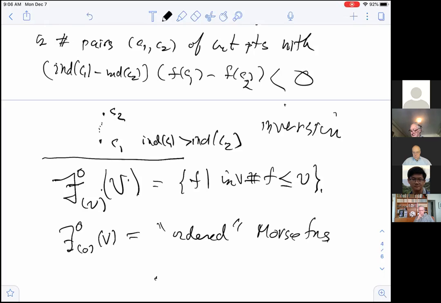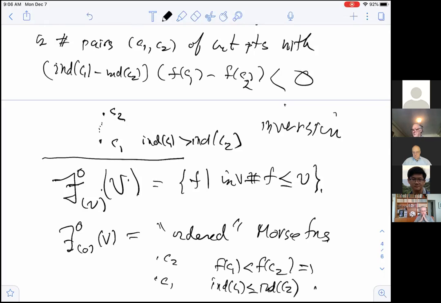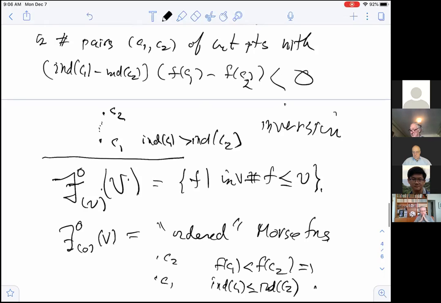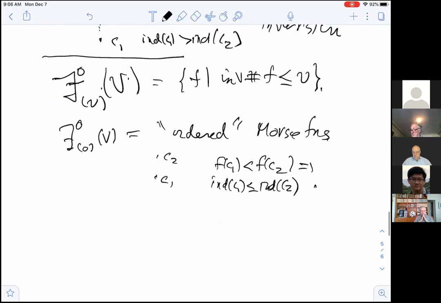in that if f of C1 is less than f of C2, then the index of C1 is less than or equal to the index of C2. So as you move up the values, the index is a weakly increasing function. Those would be the ordered ones, and that's where we're trying to end up.